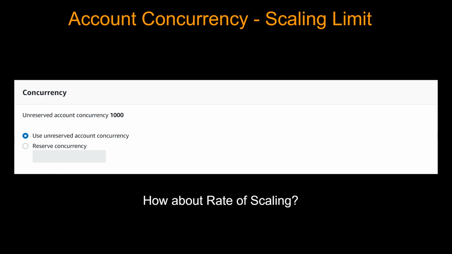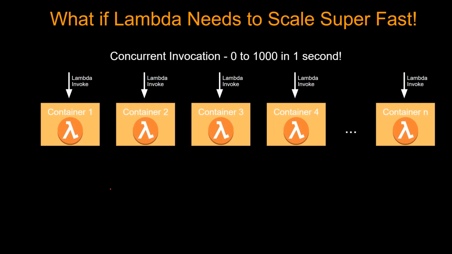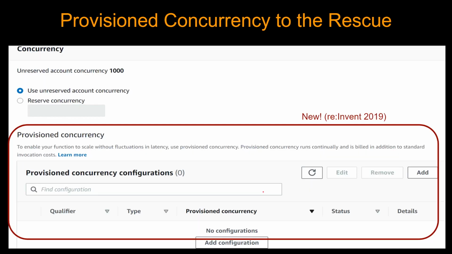Okay, so now we know how to determine the limit for Lambda scaling. So how about the rate of scaling? What do I mean by rate of scaling? Remember the scenario where your Lambdas are getting executed concurrently n times. Let's say your Lambda goes from 0 to 1,000 concurrent executions in 1 second. However, it takes some time for these containers to come up, load your code, and all that stuff. So if this happens, 0 to 1,000 in 1 second, there is a chance that your Lambdas will throttle, right? Because the underlying infrastructure is not created in 1 second. So how do we avoid that?